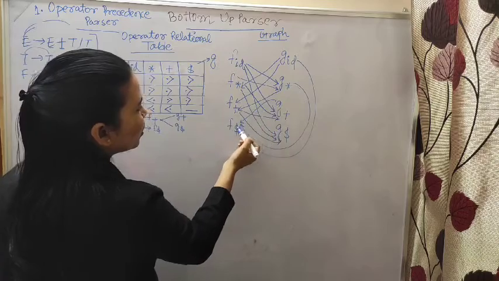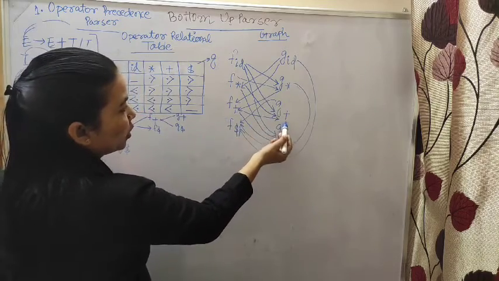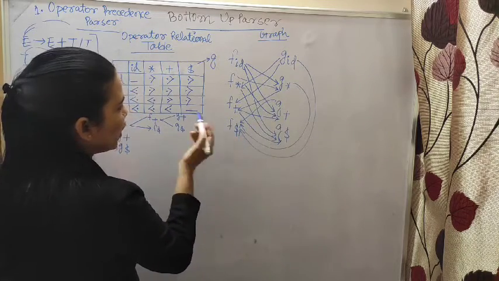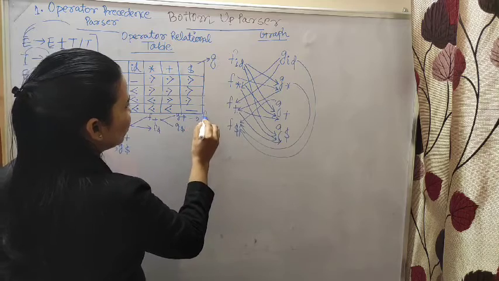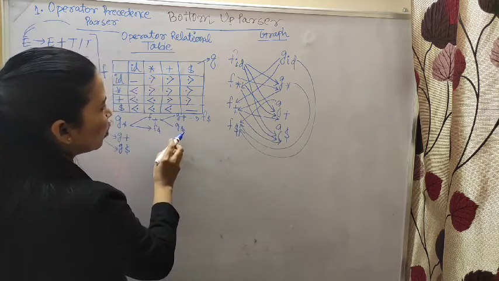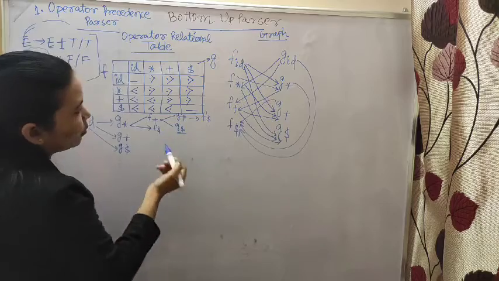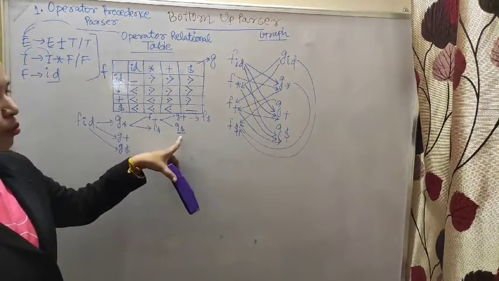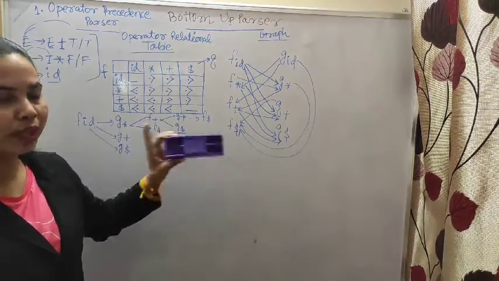From the G plus, where are we going? F dollar. Look here, G plus has only one direction, that is F dollar. It is finished. Now the G dollar has been given, so obviously it is finished. From the dollar we cannot move anywhere.